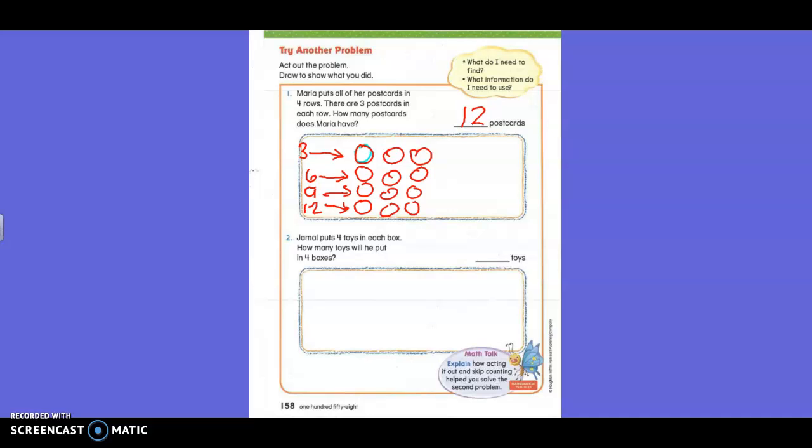Let's draw the 4 boxes, okay? So we're going to draw 1 box, 2 boxes, 3 boxes, and 4 boxes, okay? Because there are 4 boxes, he said. 4 toy boxes, right? And how many toys did he say were in each box? Xander? 4. Let's draw 4 toys in each box. I'm just making up circles. I'm pretending they're toys. Toy circles. Put 4 toys in each box.